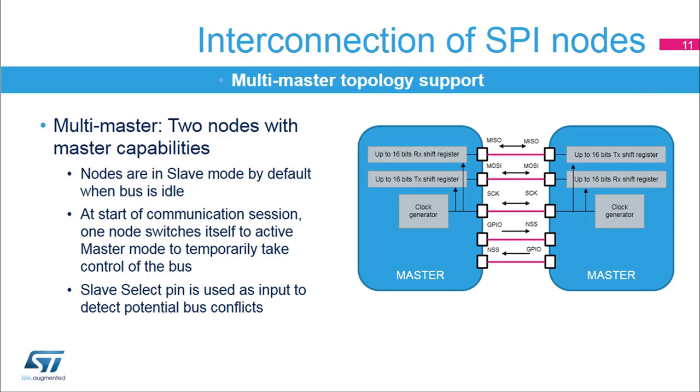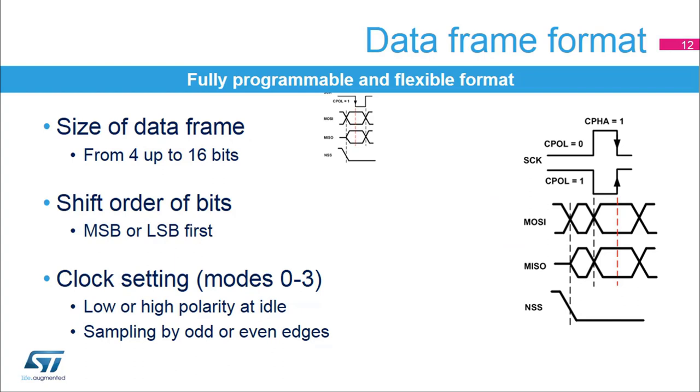After the session is completed, the master node releases the slave select signal and returns to passive slave mode, waiting for the start of the next session. There are a few controls that are used to set up the data format. Users can define the data frame size and the transmit order of the data bits.